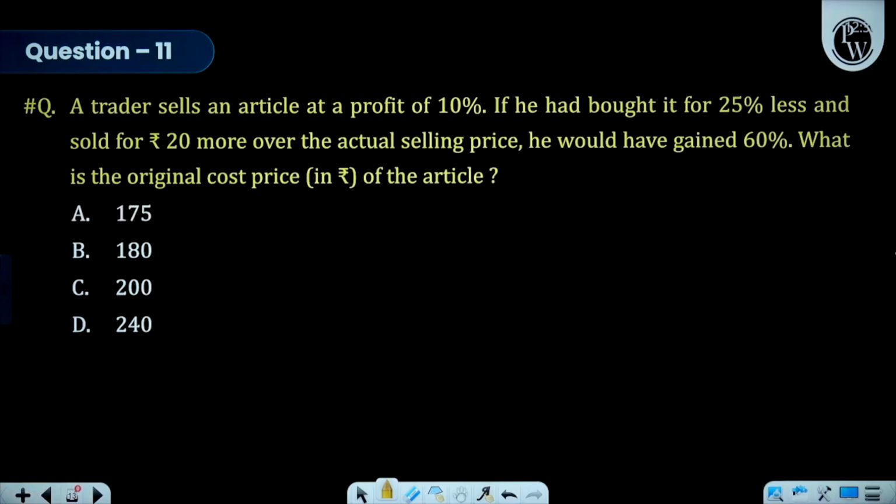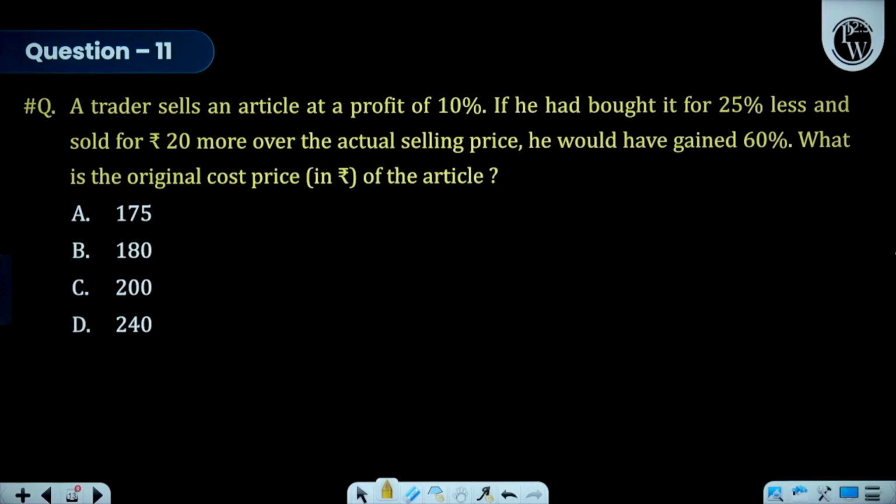Here it is saying that a trader sells an article at a profit of 10%. If he had bought it for 25% less and sold it for rupees 20 more over the actual selling price, he would have gained 60% of the original cost price in rupees. He would have gained 60%, and the question is asking what is the original cost price in rupees of the article. So guys, you can pause this video and take around 1 to 1.5 minutes to solve this.